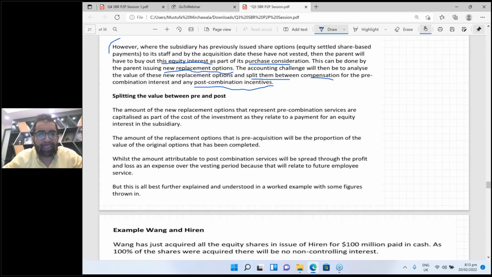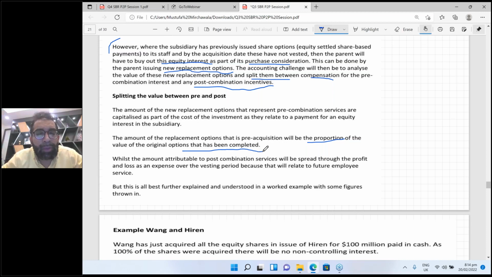The amount of the new replacement options that represent pre-combination services are capitalized as part of the cost of investment as they relate to a payment for an entity interest in the subsidiary, right? That is COI. The amount of replacement option that is pre-acquisition will be the proportion of the value of the original options that has been completed, right?